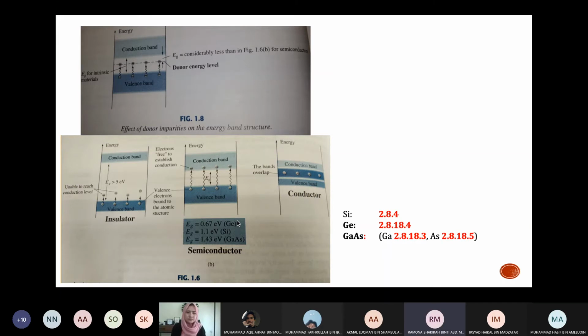Gallium arsenide. Highest sensitivity. No, the highest sensitivity is germanium. Gallium arsenide has the lowest sensitivity. Why? Because germanium only needs a small value of energy. But gallium arsenide needs a higher value of energy in order to reach the conduction band. So basically, germanium has the highest sensitivity compared to silicon and also gallium arsenide.